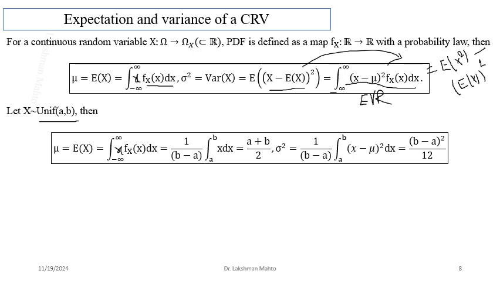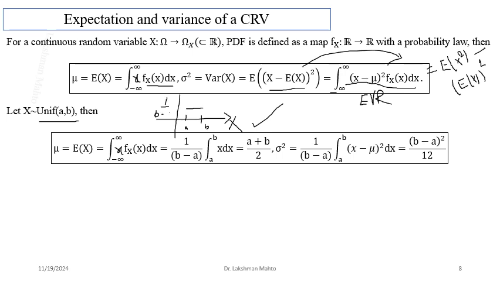That means this integral is just the integration from a to b, and the density from a to b is 1 by b minus a. So we are just integrating the function x. If you simplify, you get the expectation of x as the midpoint of the interval, a plus b divided by 2. From the plot of the density you can easily visualize this: x takes values between a and b, and it has uniform height. What is the height? 1 by b minus a.